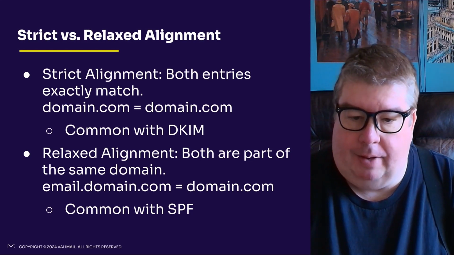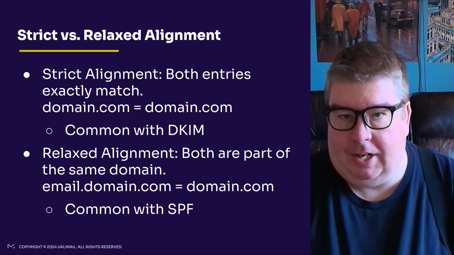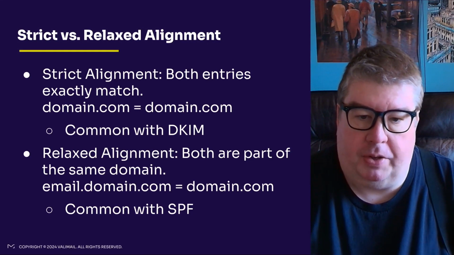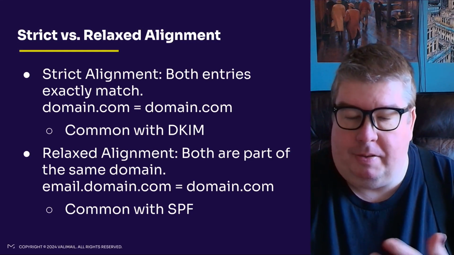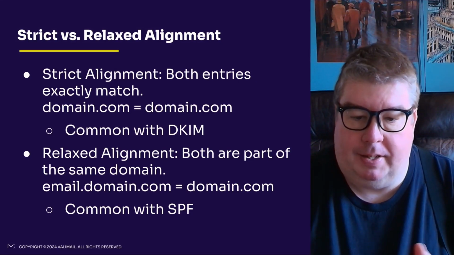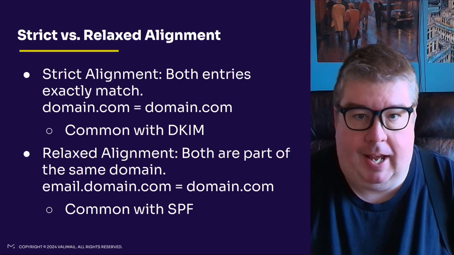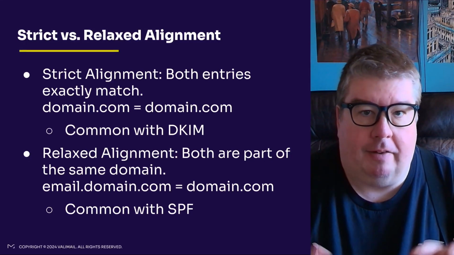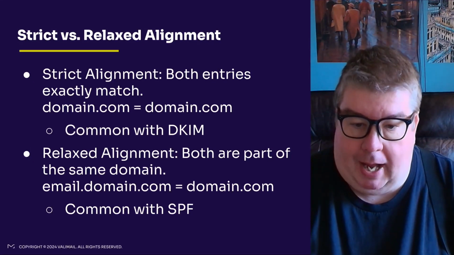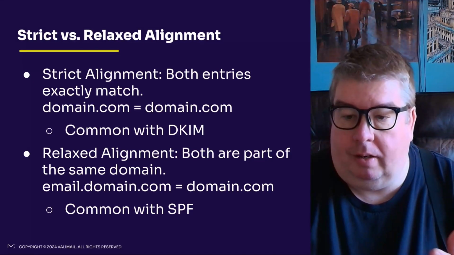Relaxed alignment means that one could be a subdomain of the other. They're both part of the same organizational or apex level for the domain. As an example, you could have a return path domain that's bounce.domain.com or email.domain.com, while a visible from address is domain.com. So those don't exactly match, right? They're separate bits of text. There's a different subdomain, a different hostname at the front of that. But since they're both part of the same domain, domain.com here, they pass under the concept of relaxed alignment.